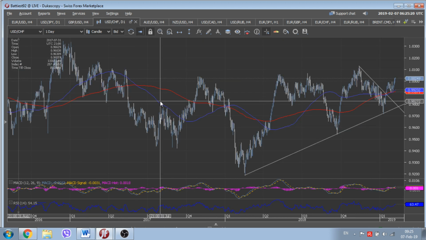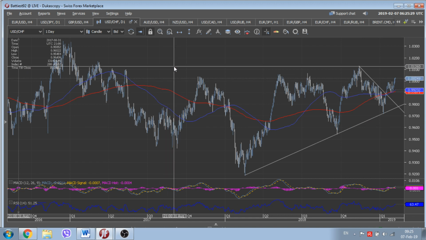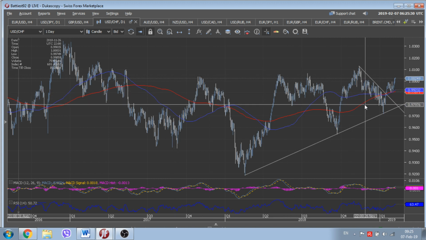As regarding dollar Swiss, from a technical point of view it finally closed above the parity level, and that should open the door for testing of the highs of 2018 located around the level of 101.28. And I don't know what could change the picture here.